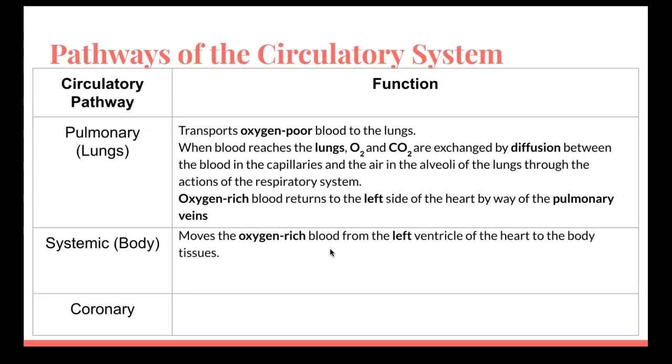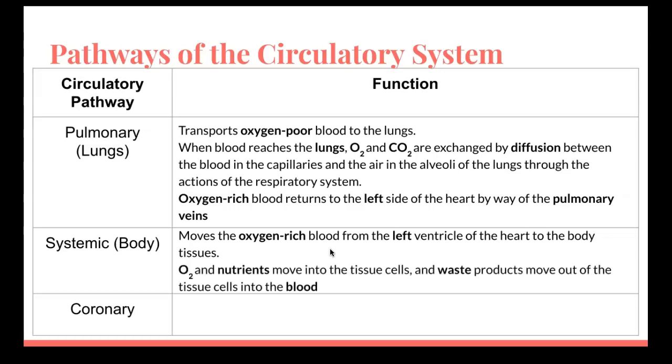Systemic is the opposite side of the diagram, so this is moving oxygen-rich blood from the left side of our heart all the way to the body tissues, exchanging gases again. This time oxygen is going into the body cells, carbon dioxide is coming out of the body cells, and then eventually taking that oxygen-poor blood back to our heart so it can eventually go back to the lungs.